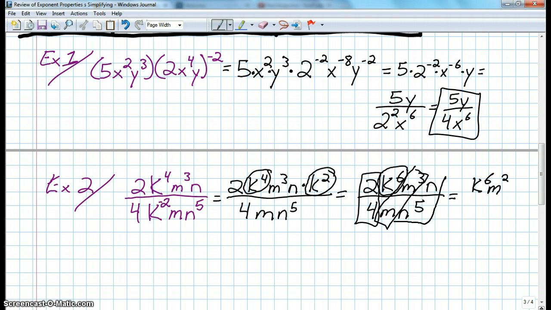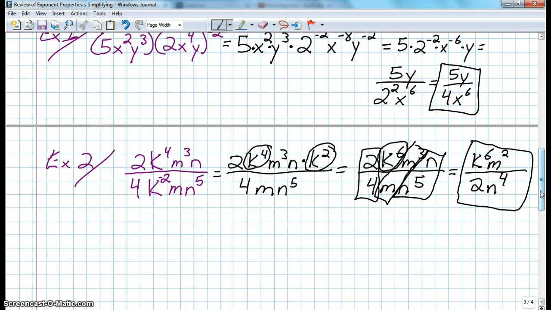We have 1 factor of n in the top. We have 5 factors of n in the bottom. Don't forget we also had the 2 down here from the very beginning. 2 over 4 became 1/2, and then that gives us 4 factors of n, with n divided by n to the 5th. So that would be my final answer of k to the 6th, m squared, divided by 2n to the 4th.